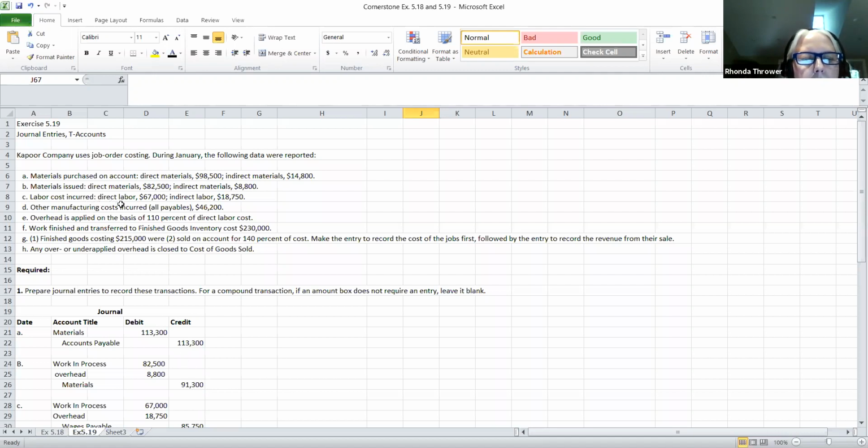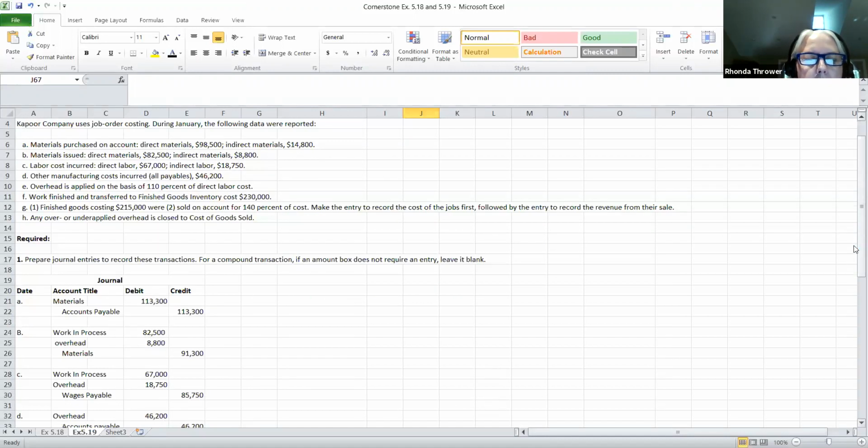For your labor, they broke the labor down into direct labor, which would go straight into work in process. So work in process would be debited for $67,000. And then they broke the labor down into indirect labor, which becomes a part of your overhead. So overhead would be debited for the indirect labor as well as the indirect materials. And your work in process would be debited for your direct materials and your direct labor.